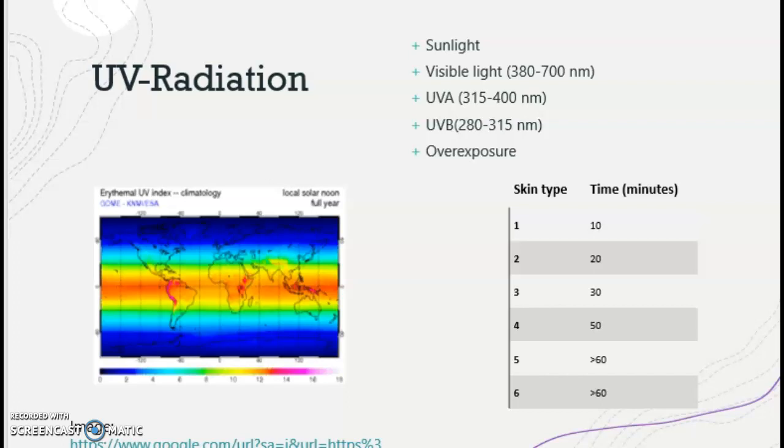Type 1 can be exposed for 10 minutes or less. Type 2 is 20 minutes. Type 3 is 30 minutes. Type 4 is 50 minutes. And finally, types 5 and 6 are able to be exposed for more than 60 minutes. Now you have to take into account different levels based on different days, but on average, if you have the specific skin type, that is what is recommended.